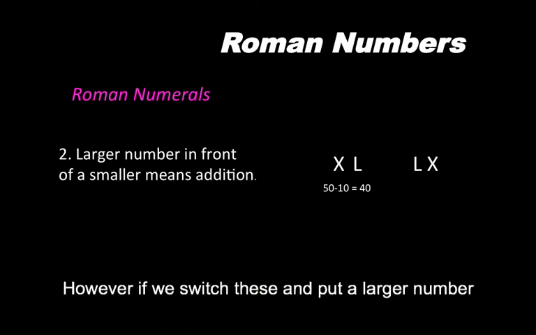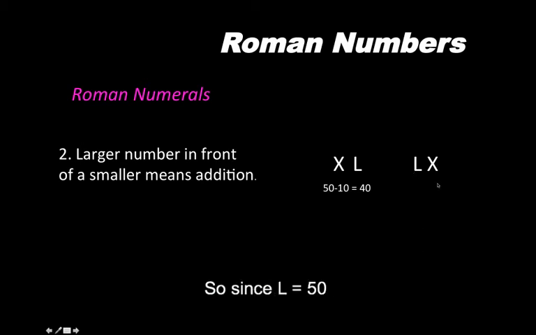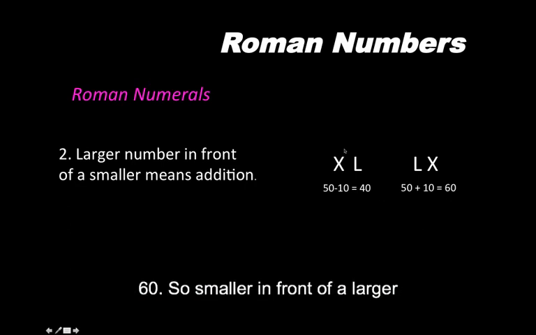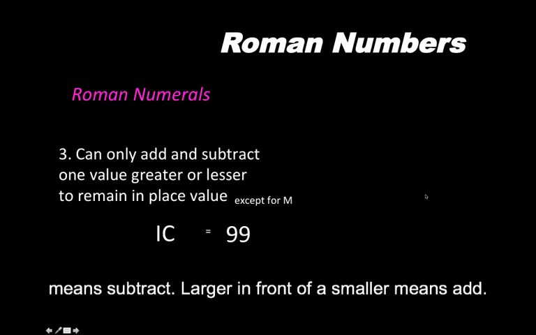However, if we switch these and put a larger number in front of a smaller number, that means we're adding them together in that place value. So since L equals 50 and X equals 10, we're going to add them together and now get 60. So smaller in front of a larger means subtract, larger in front of a smaller means add.